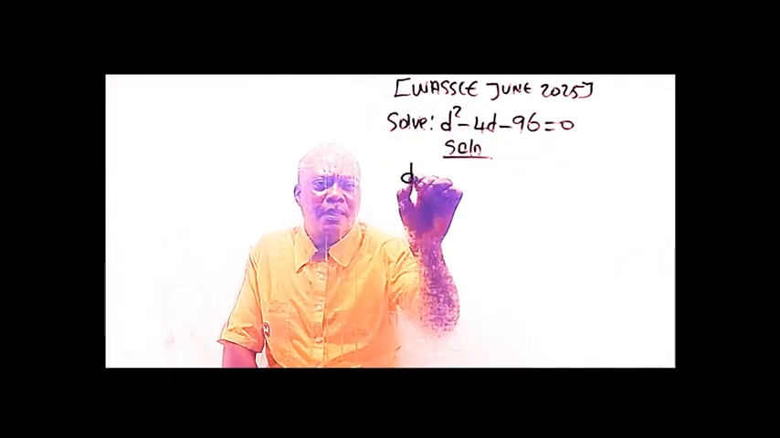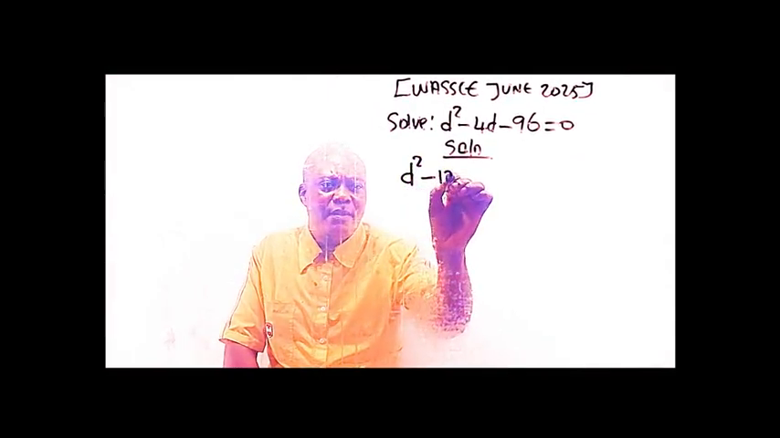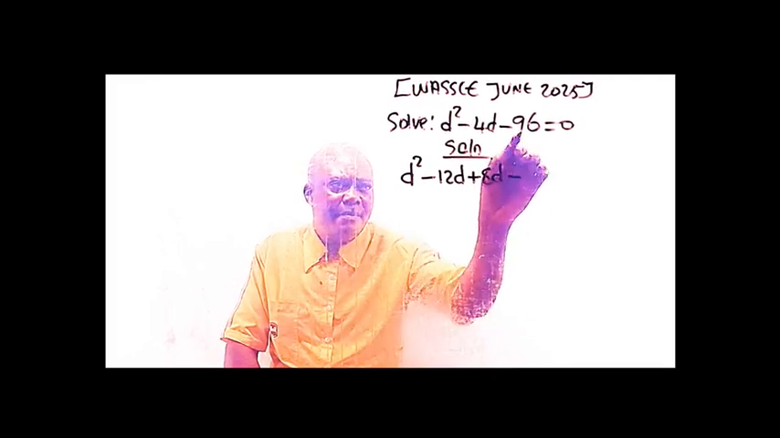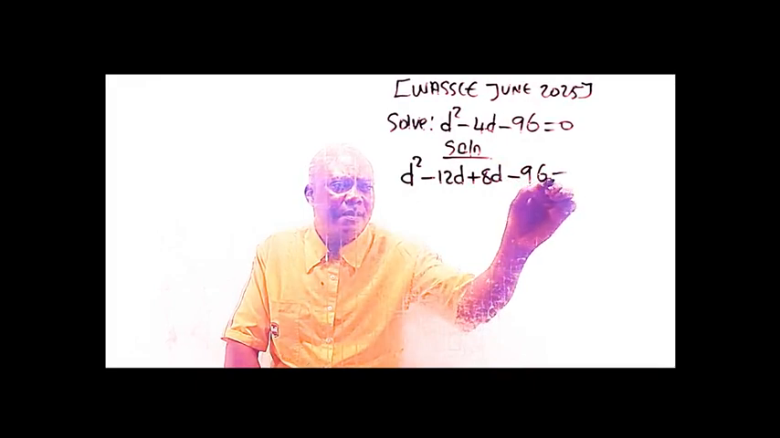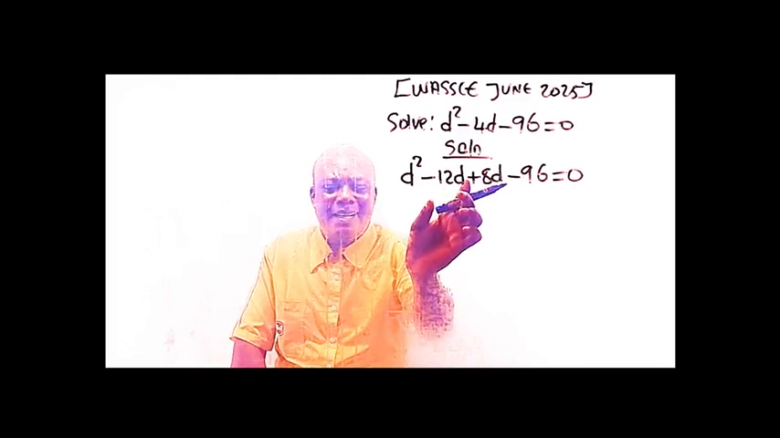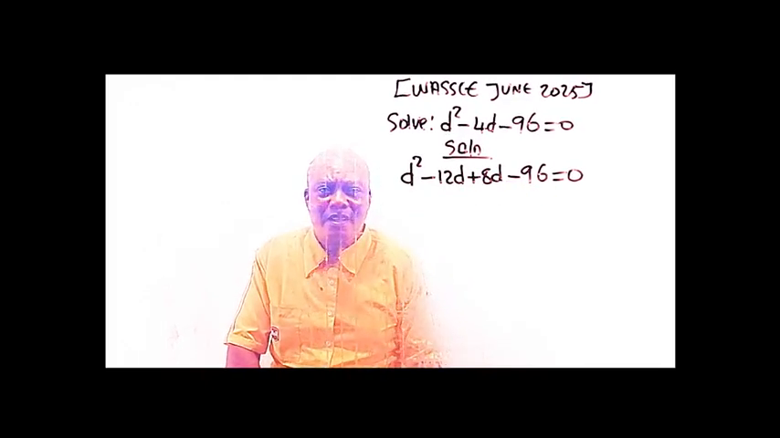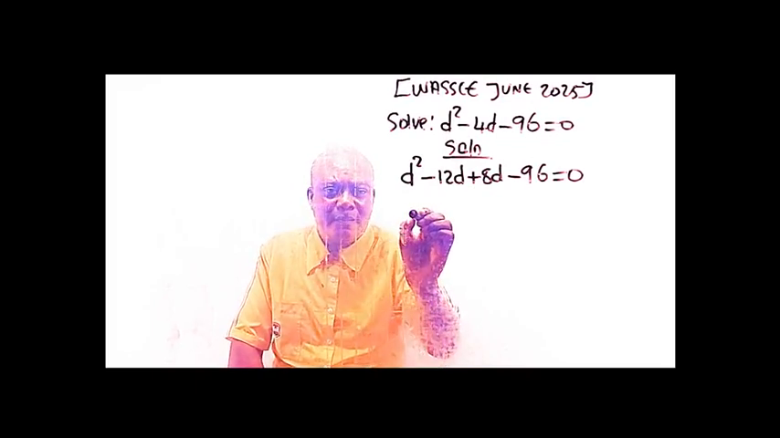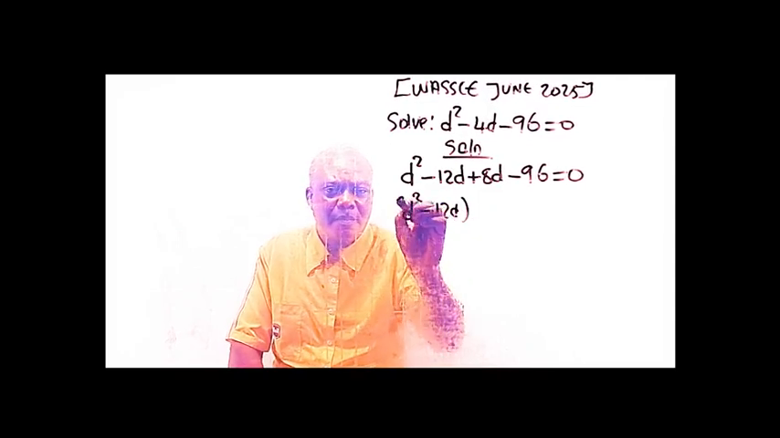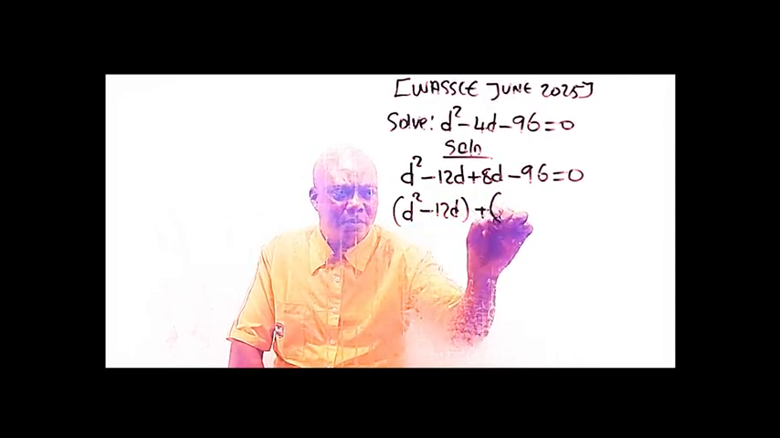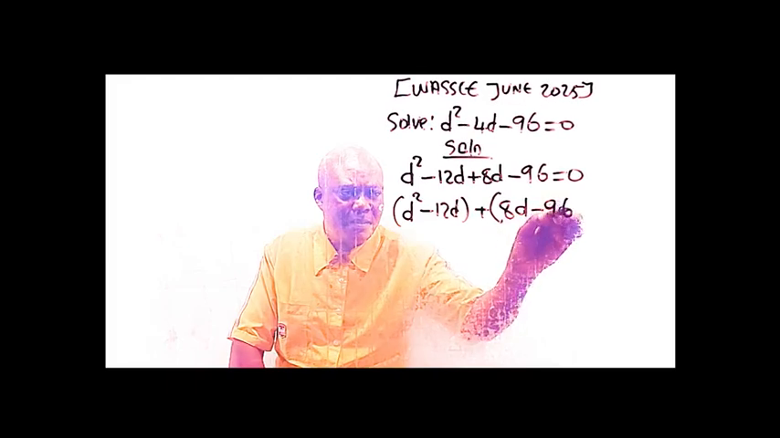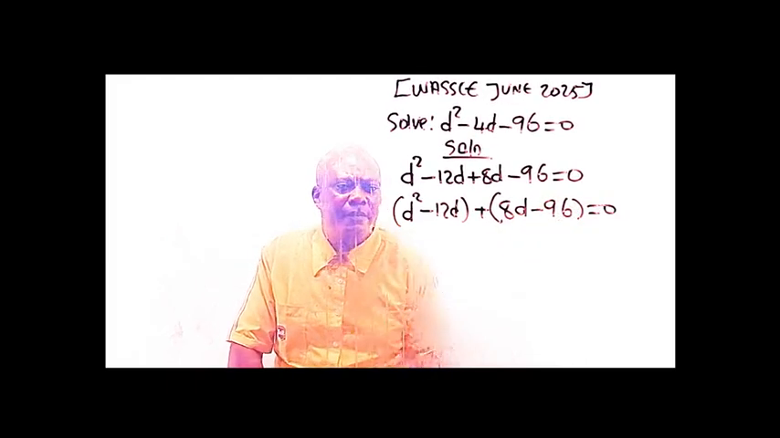So d squared minus 12d plus 8d minus 96 equals 0. If you like, you can start with 8d and then 12d. It should still give you the same answer. So you now put it in brackets. We have d squared minus 12d, and plus the second one, 8d minus 96, all equals 0.